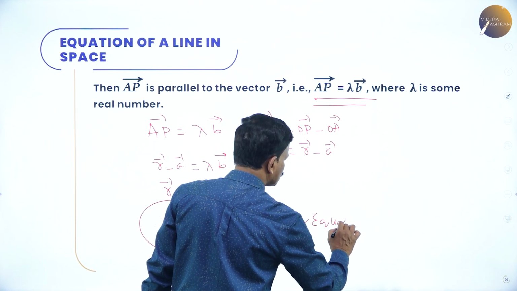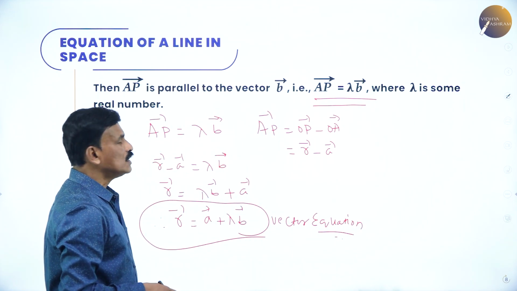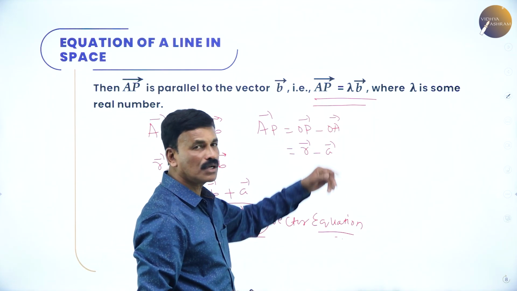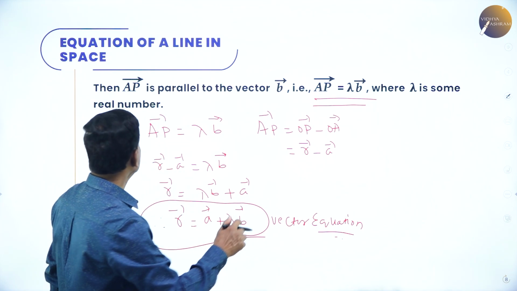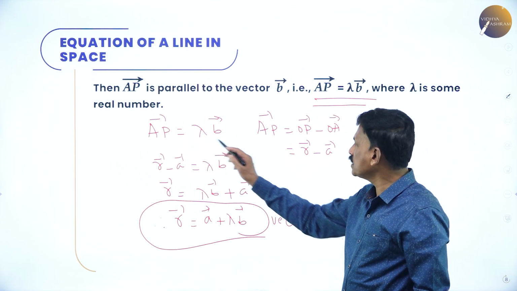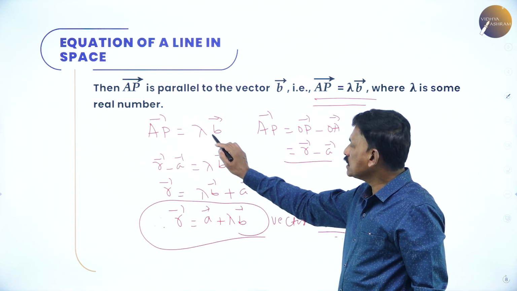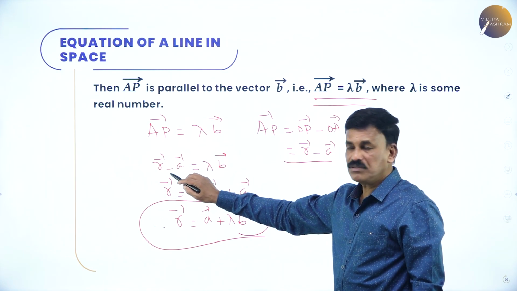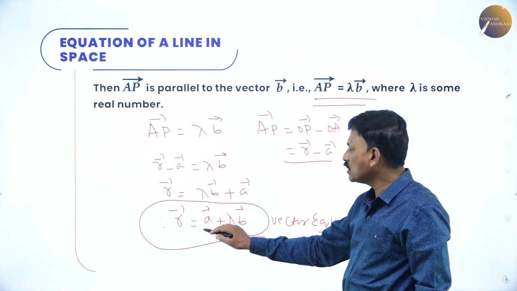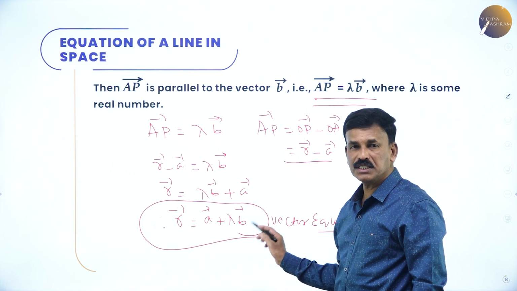Very simple. So, if you do this much, you will get 2 marks, along with the figure 1 mark, 3 marks. Since the line AP is parallel to the vector B, what is the condition? AP is equal to lambda into vector B, where lambda is some constant real number. Since AP is equal to OP minus OA, that is vector R minus A, vector R minus A is equal to lambda into B. Transfer this minus A to the right hand side, it becomes plus A, so R is equal to A plus lambda B. So, R is equal to A plus lambda B is the vector equation of the line.